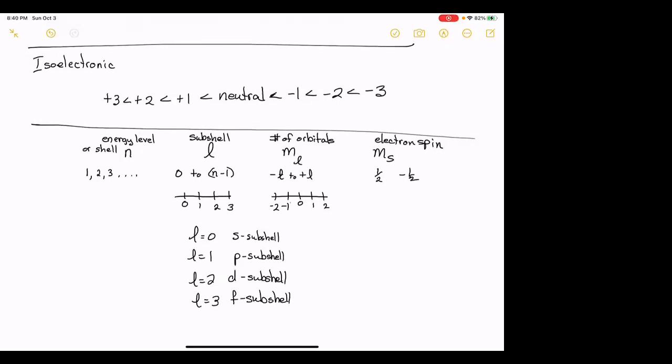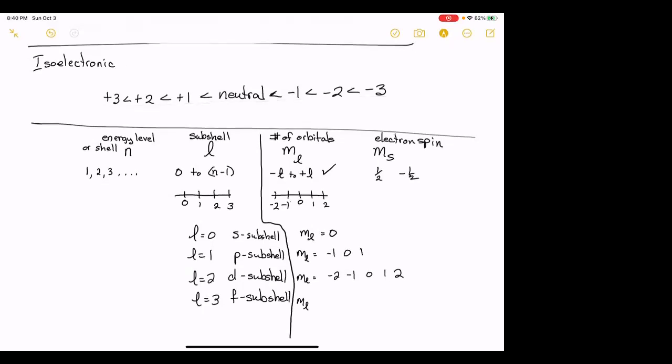Now, for these, the M sub L can be a 0, it will only be 0 if it's an S because of following the formula that we gave. For P, your M sub L will always go from a -1 to 0 to a 1. For D, your M sub L will always equal a -2, a -1, a 0, a 1, or 2. And for F, it will always be a -3, -2, -1, 0, 1, 2, 3. In other words, you have one orbital.